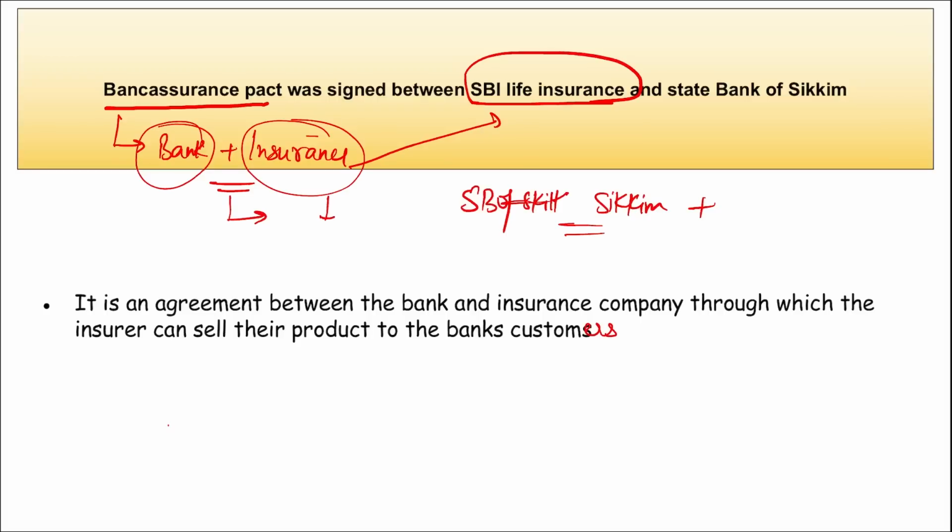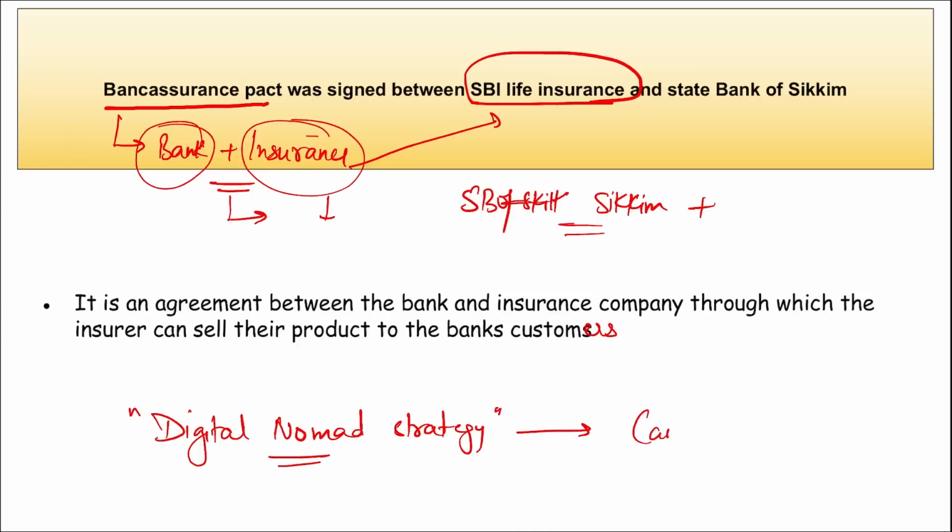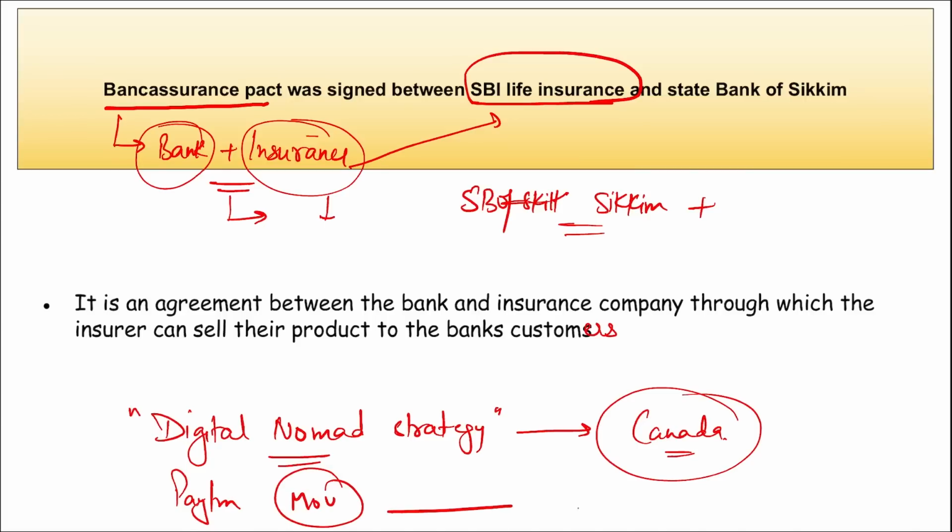Then recently, which country launched a digital nomad strategy for foreign workers? A digital nomad strategy. This digital nomad strategy was launched by which country for foreign workers? It is by Canada, right? It was launched by Canada. Then Paytm recently signed an MOU with which state to set up a startup ecosystem in that particular state? So it is Arunachal Pradesh. So Paytm signed an MOU with Arunachal Pradesh for creating a startup ecosystem there.